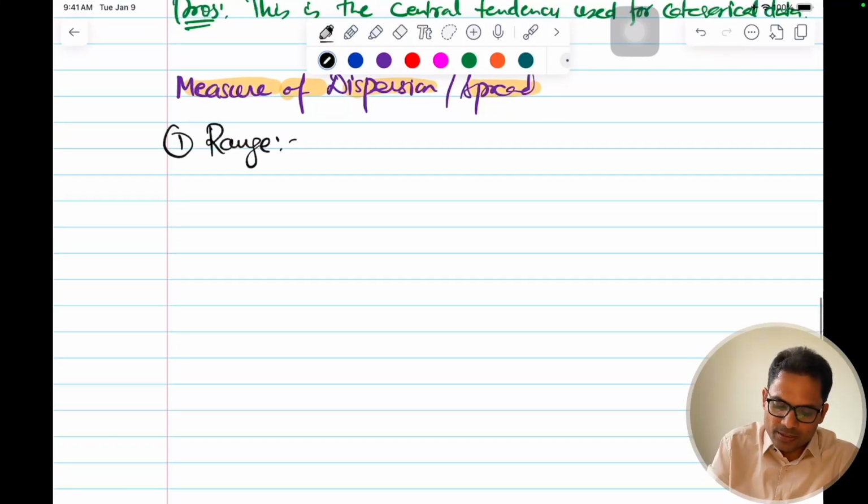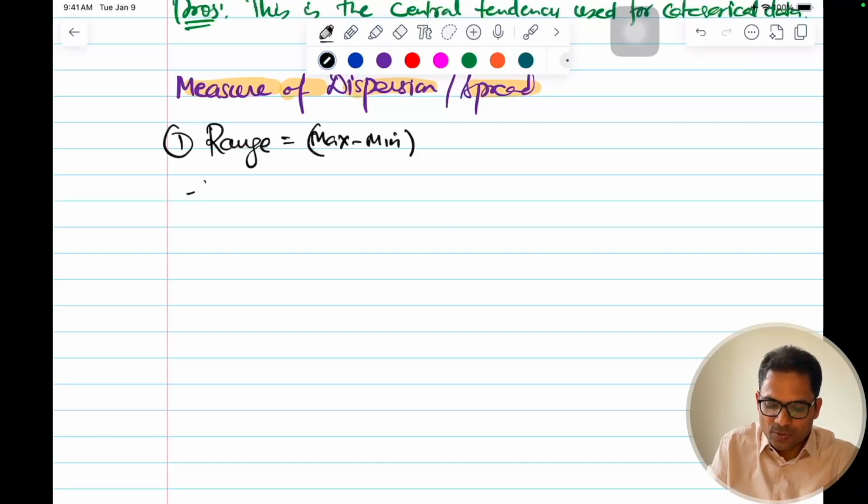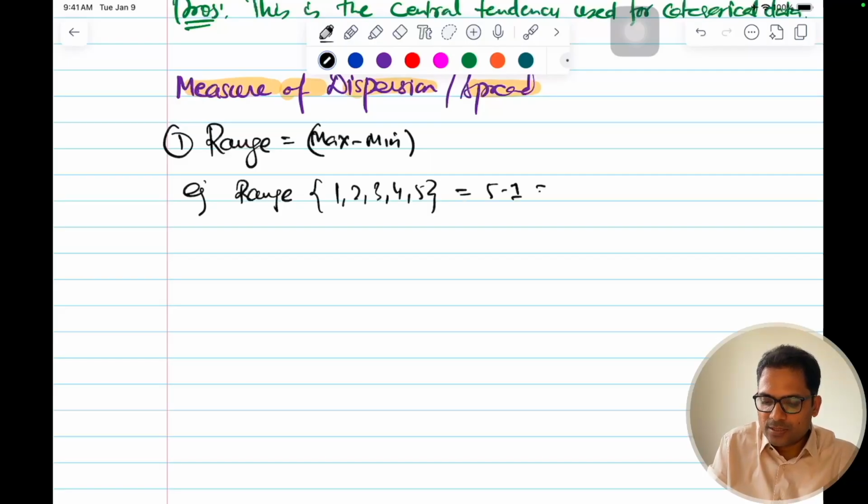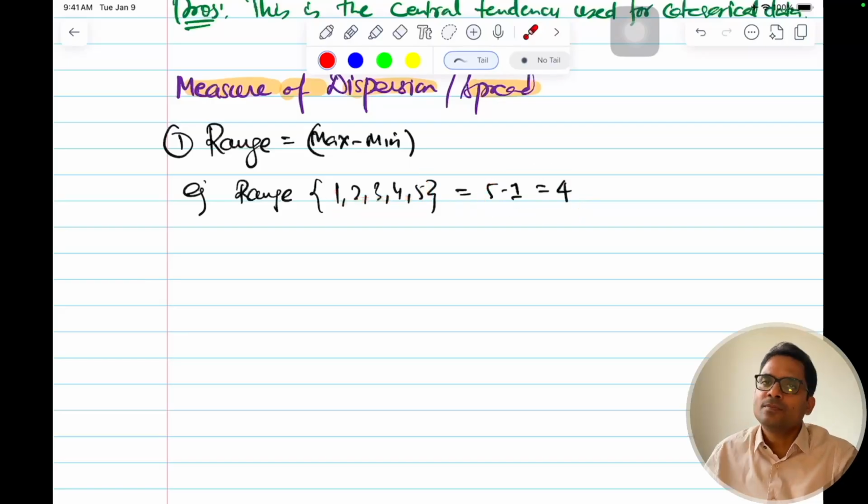So this is the simplest measure, and range is equal to max minus min. For example, the range of 1, 2, 3, 4, 5 is 5 minus 1, that is 4. The range is maximum minus minimum. So this is my range, 5 minus 1, 4. Simplest to do. So this is easy to calculate. That's the pro of this.